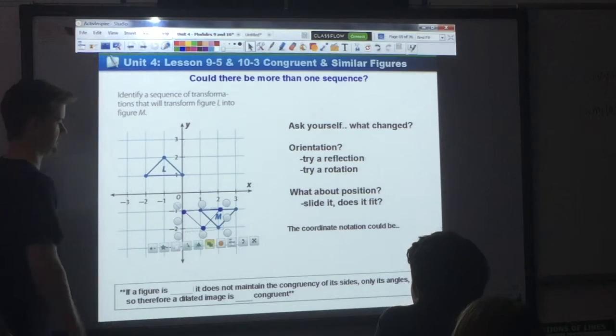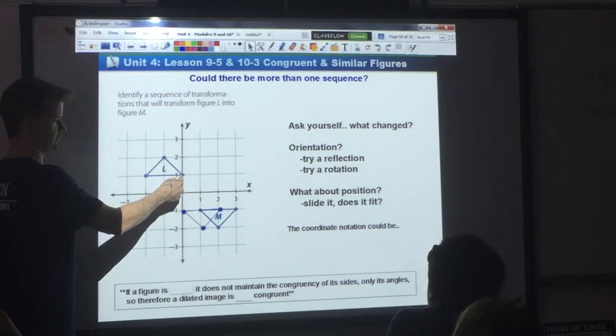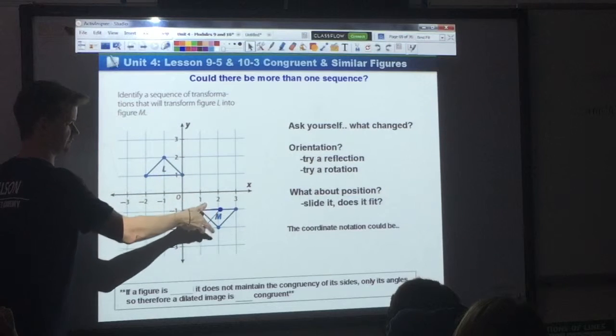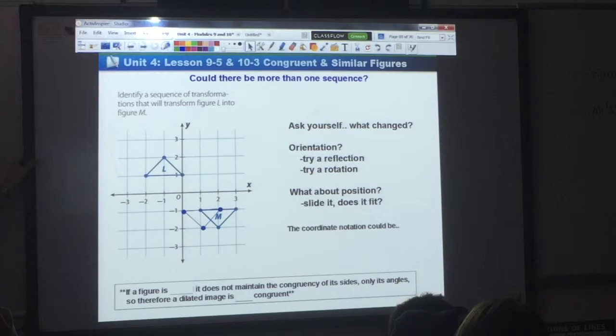How can I tell? This is one unit above the axis. This is one unit below. Orientation good. I rotated it correctly. So we did a rotation of 180 degrees. Only one step left. What do you got to do?